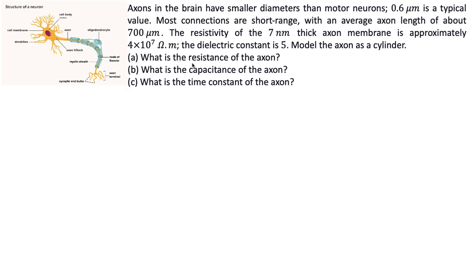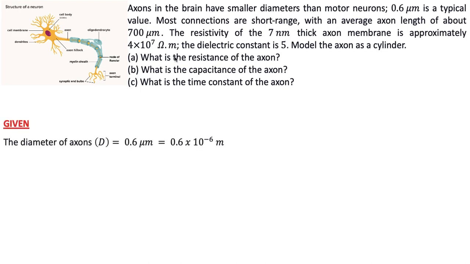A. What is the resistance of the axon? B. What is the capacitance of the axon? C. What is the time constant of the axon? In the first step, we have to identify what information is given from the question and then write it down.